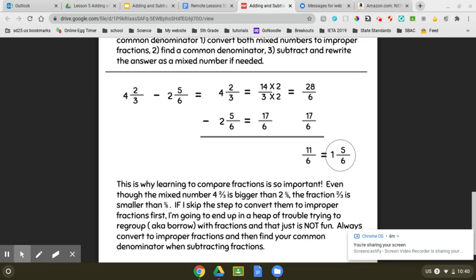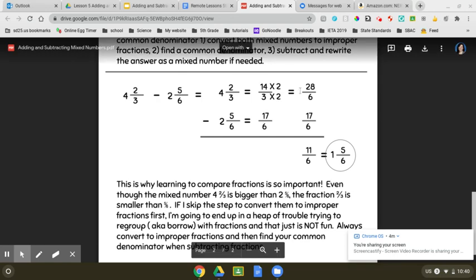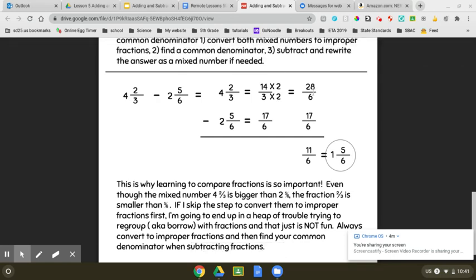in this kind of a case, it's really helpful to just go straight to the improper fractions. So I made this into an improper fraction, 14/3. I made this one into an improper fraction, 17/6. Find a common denominator using a multiplier of 2. So then I have 28/6 minus 17/6. That gives me 11/6. And then I regroup that as a mixed number. 6 goes into 11 one time with a remainder of 5.